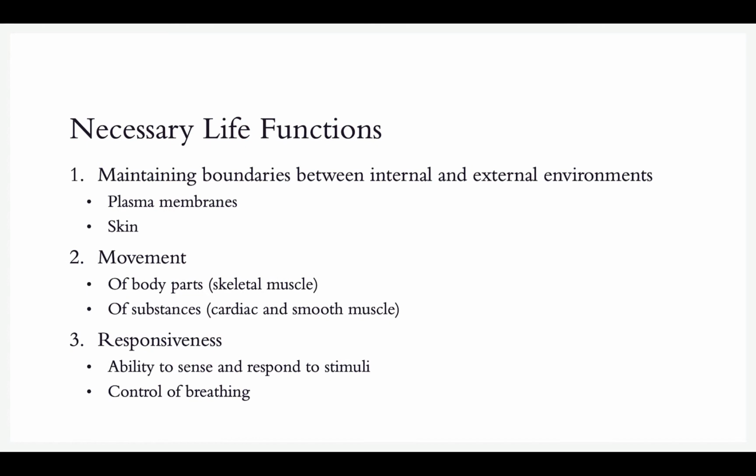Movement occurs throughout the body in the form of substances such as blood or urine, as well as in joints and muscles, contracting or extending with the help of bones. Responsiveness is carried out by the endocrine and nervous systems, which we'll touch on much more in depth later in the semester, but these help maintain homeostasis, which is the body's balance system again. And this helps the body cope with a changing environment.